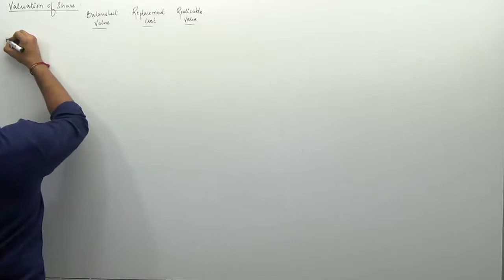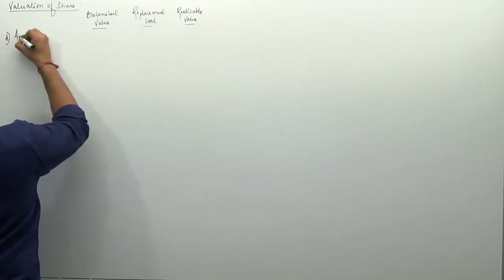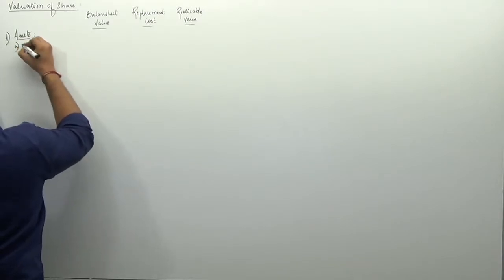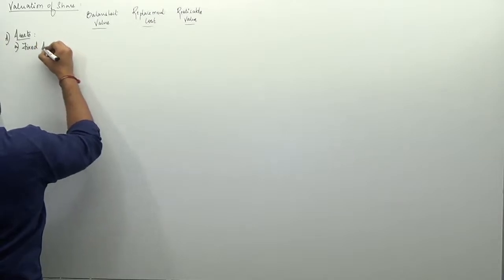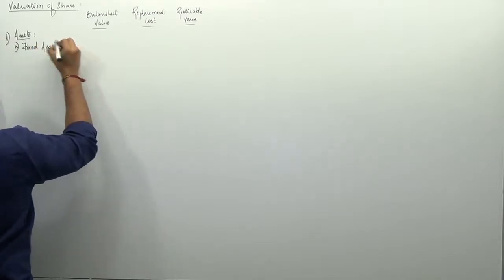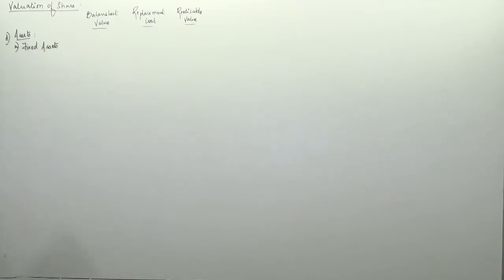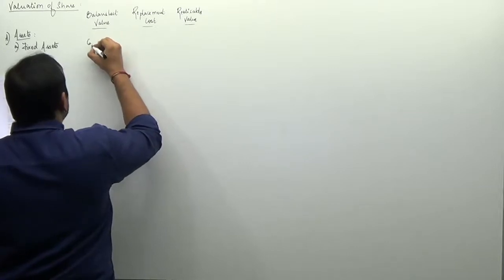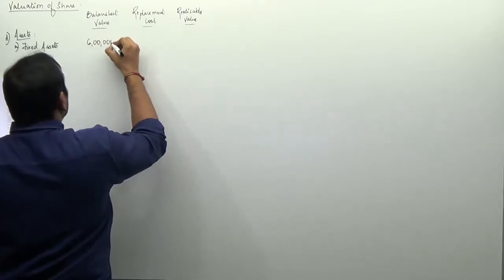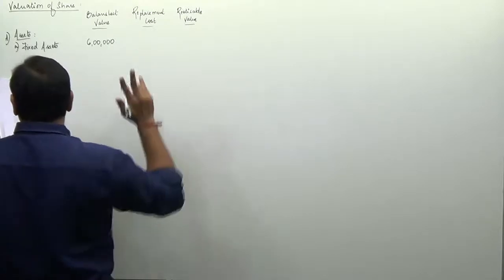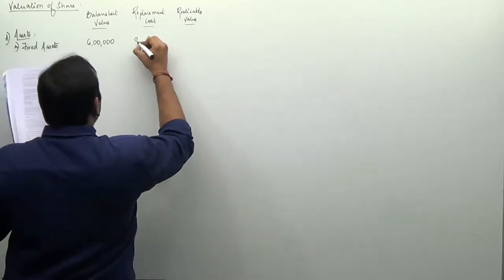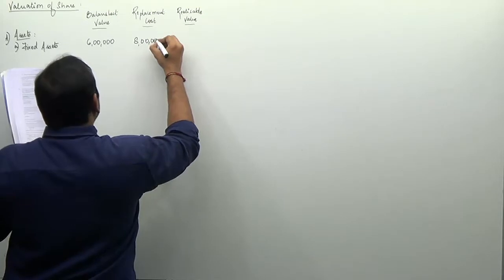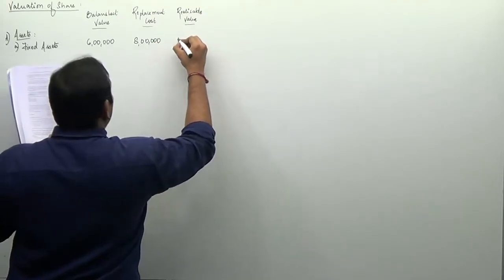First, I'll begin with my assets. Let's start filling up. First one, fixed assets. Look at the question and fill it up. First, balance sheet value. In the balance sheet, 6 lakhs. Replacement cost is given in the table below in point number 2. Fixed assets have a replacement cost of 8 lakhs and a realizable value of 5 lakh 40.